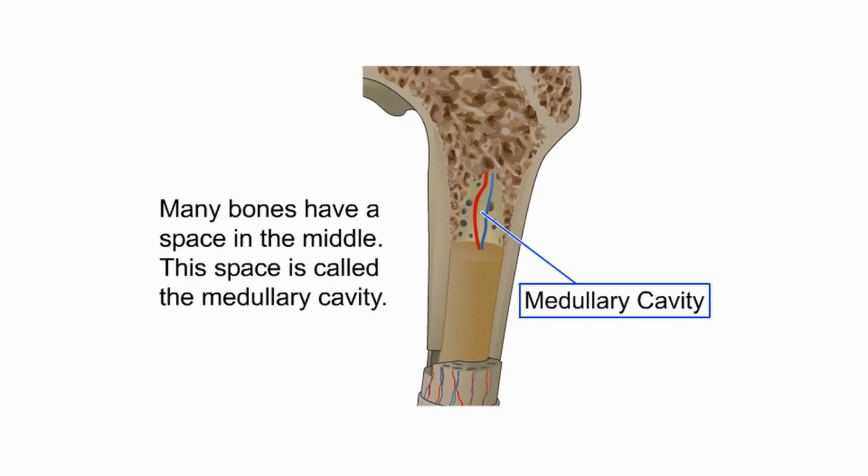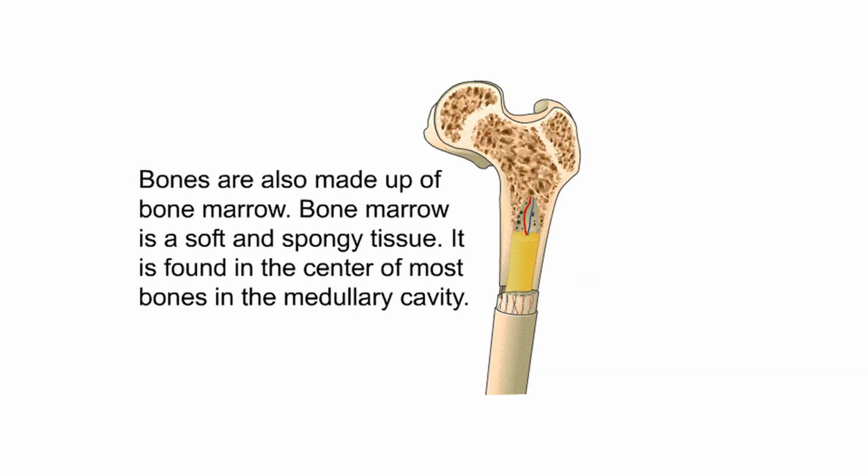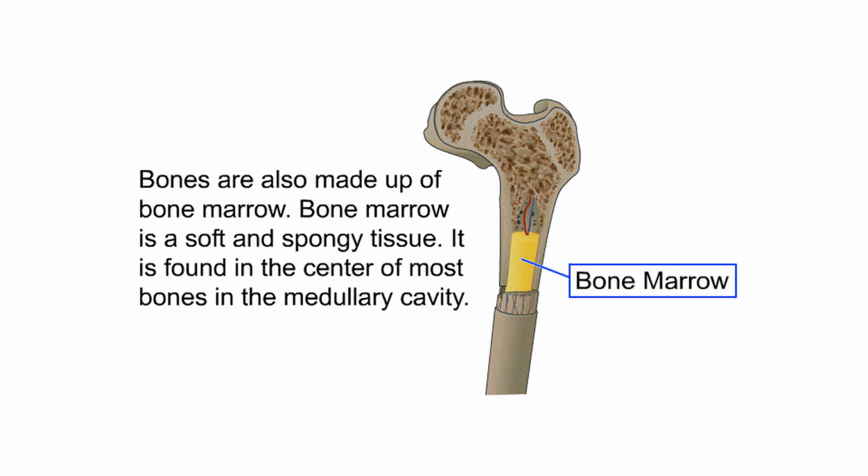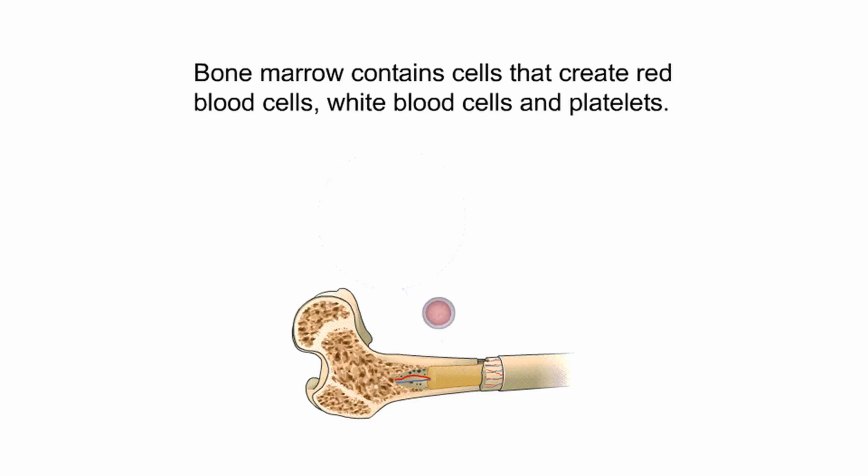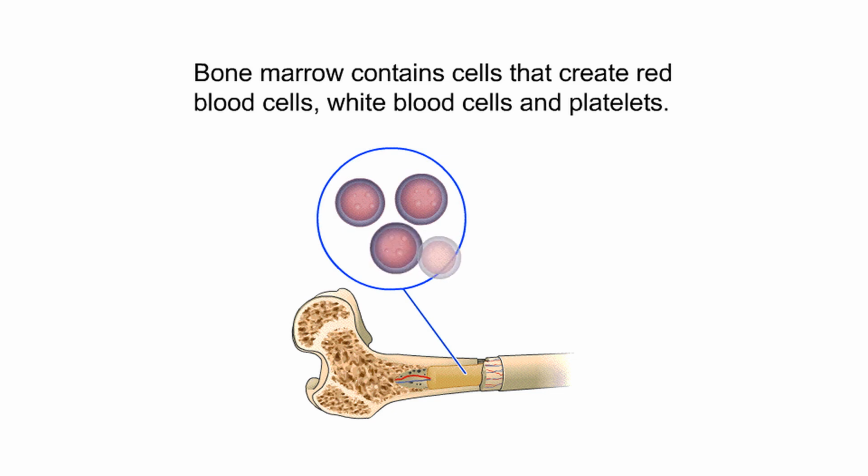Many bones have a space in the middle. This space is called the medullary cavity. Bones are also made up of bone marrow. Bone marrow is a soft and spongy tissue. It is found in the center of most bones in the medullary cavity. Bone marrow contains cells that create red blood cells, white blood cells, and platelets.